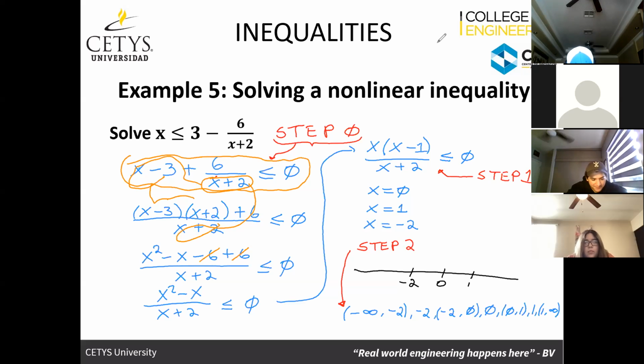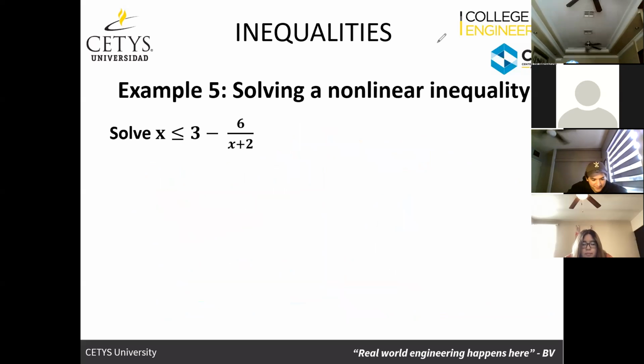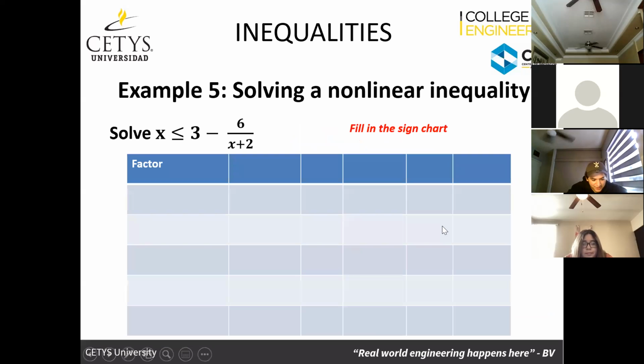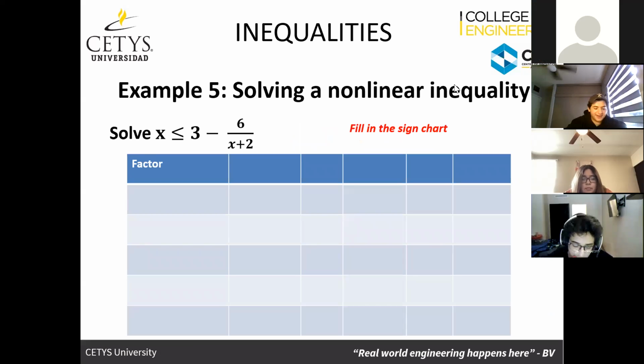I'm going to jump over then to the next part of the procedure. I sent you this screenshot. Now we're going to fill in the chart very quickly, and we're done. We're going from minus infinity to -2. We've got the -2. We've got -2 to 0.